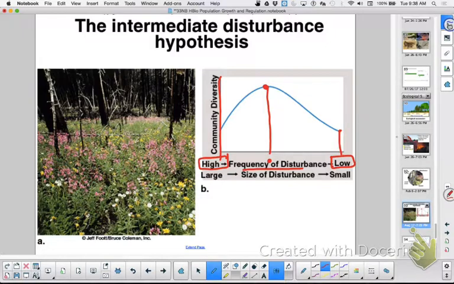And then the second one is size of the disturbance. You don't want it to be too large, but you don't want it to be too small. Yeah. You don't want a storm to go through an area and remove all of the topsoil, because that's going to be slow to recover from, right? But if you have an intermediate level disturbance and it happens every once in a while, that actually makes it the healthiest.